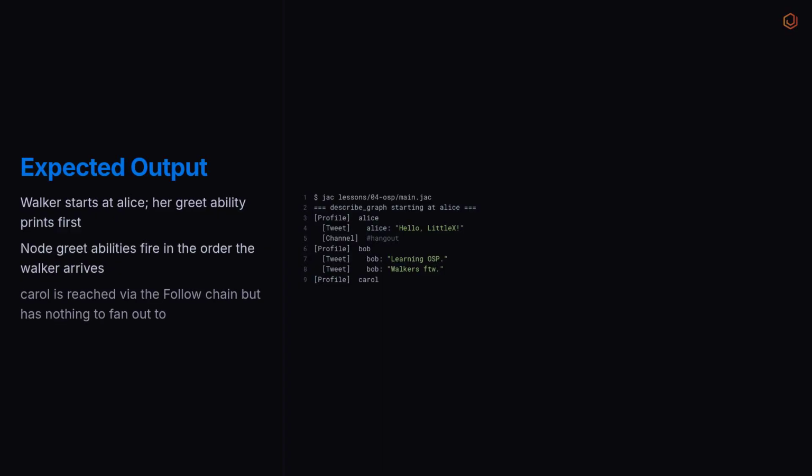And this is what you see. Alice's profile prints first, then her tweet and her channel. Then Bob prints, followed by his 2 tweets. Finally, Carol. 1 walker, 1 visit rule per type. 3 levels of fan out, end to end.